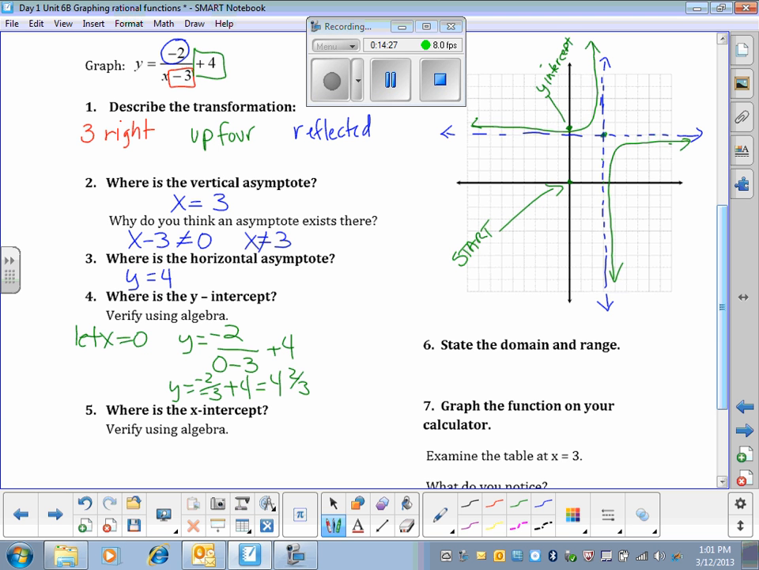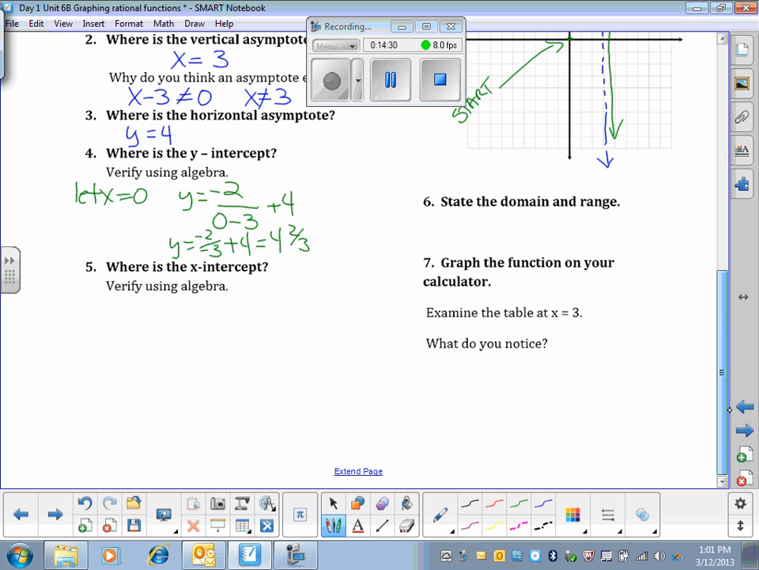So using the same idea, what's my x-intercept? I let y equal what? Let y equal 0. Okay, so we're going to let y equal 0 for this one. And when we let y equal 0, it's going to be 0 equals negative 2 over x minus 3 plus 4.